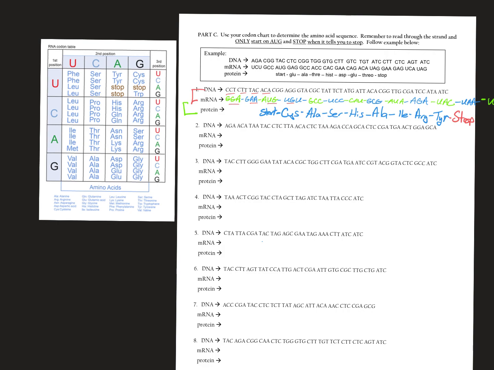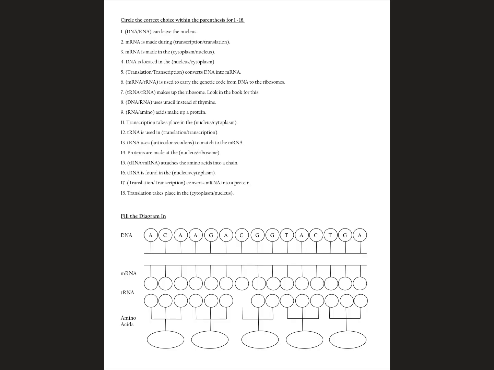We'll finish this. If you don't mind, I'd like to answer these questions first, and if we have time, go back and get the other ones done, because those other ones are going to be pretty much the same thing, right? Circle the correct choice within the parentheses for 1 through 18. DNA or RNA can leave the nucleus. Which one can leave the nucleus? RNA is correct.